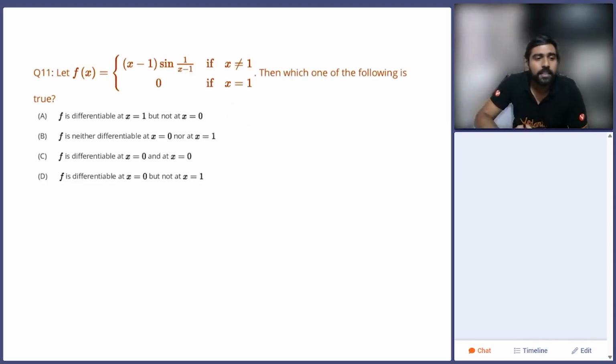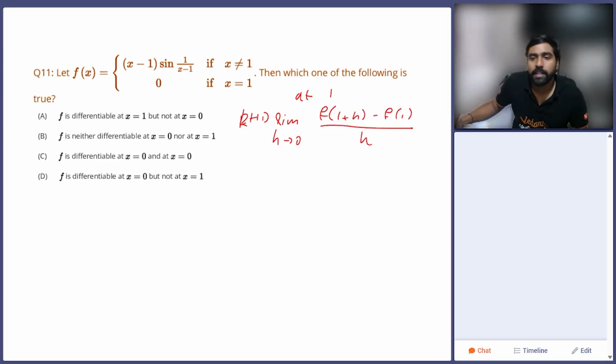What do we have here? So when you're talking about the differentiability at 0 and 1 for this function, let's first of all do 1. Let's say I want to define the left hand derivative and right hand derivative for 1. Let me check at 1. So what will it look like? It will be limit h tending to 0, f of 1 plus h minus f of 1 divided by h.